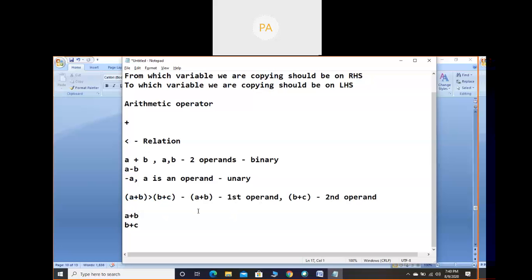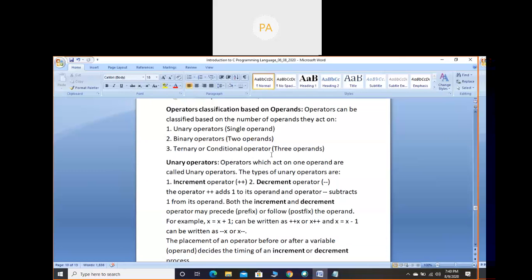In this way, we count the number of operands before the operator and after the operator. Depending on the number of operands, we can put an operator in the category unary operator, binary operator, or ternary operator. Ternary operator means where we come across three operands. That we will discuss separately. Okay, so we will look at these notes.